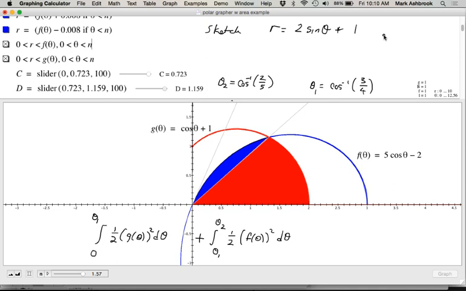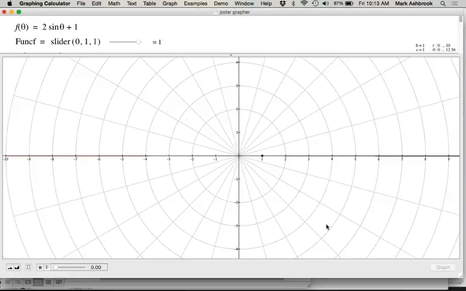So that's a nice, easy one. Hopefully by now, most of us can get that. As theta goes from 0 to pi over 2, what does r do? Increases from 1 to 3.